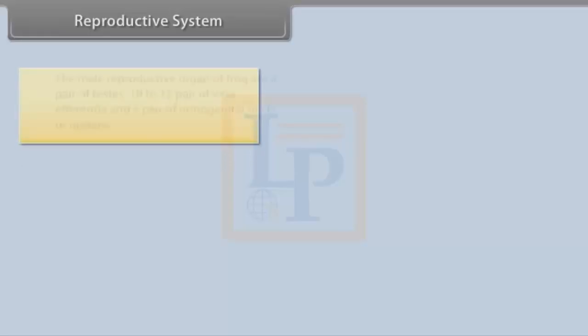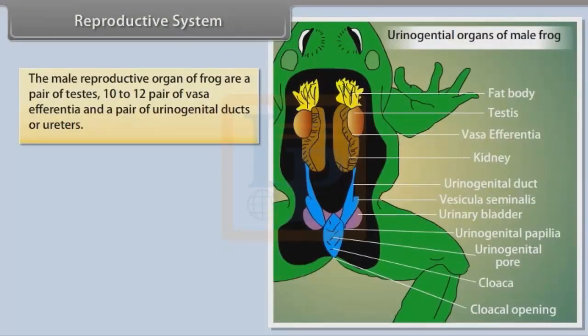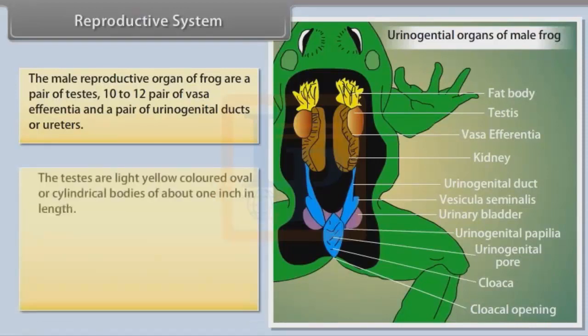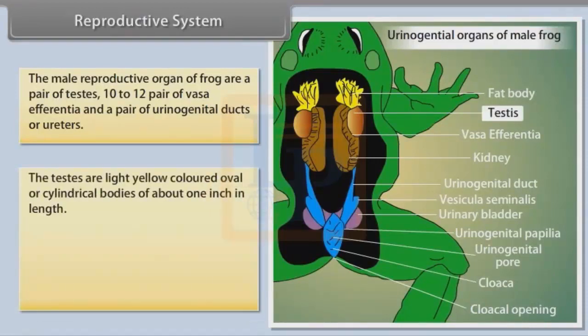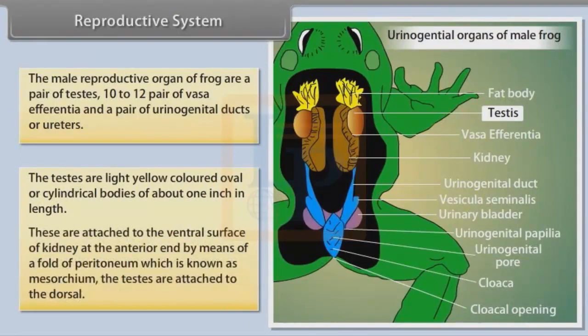Reproductive system. The male reproductive organs of frog are a pair of testes, 10 to 12 pair of vasa efferentia, and a pair of urinogenital duct or ureters. The testes are light yellow colored, oval or cylindrical bodies of about 1 inch in length. These are attached to the ventral surface of kidney at the anterior end by means of a fold of peritoneum, which is known as mesorchium.